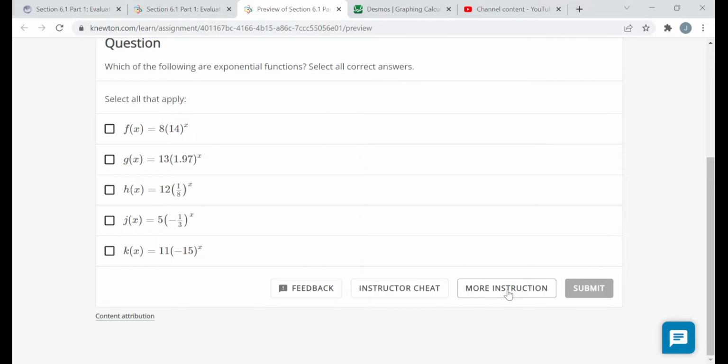But you will have a more instruction button. This is if you're struggling with a topic or a question. Click on this and you'll be taken to a page with further reading or videos to study, and then you'll have questions related to that instruction. And if you complete those questions correctly, you'll make progress through the assignment.